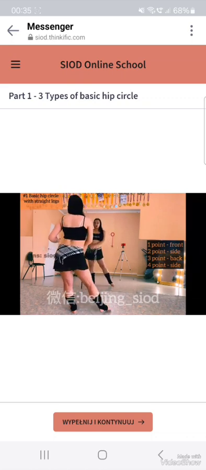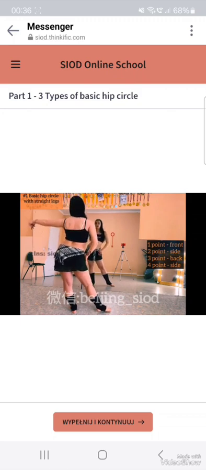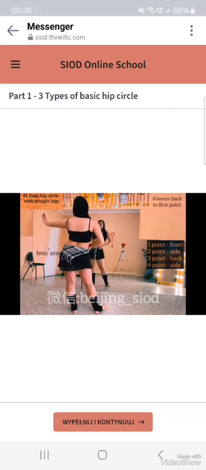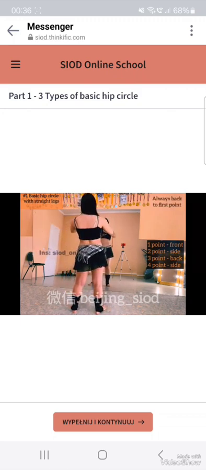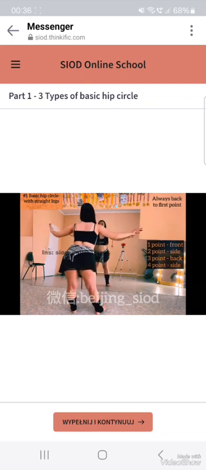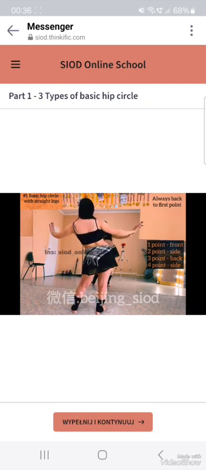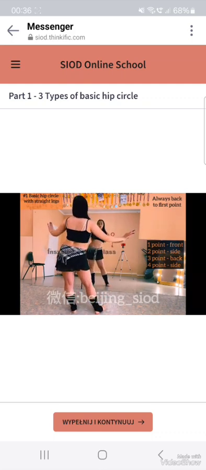Now we change our weight to the left leg, right leg become free and hip will stretch it to the left side. And then back to your first position. And in this way we will have our basic hip circle.